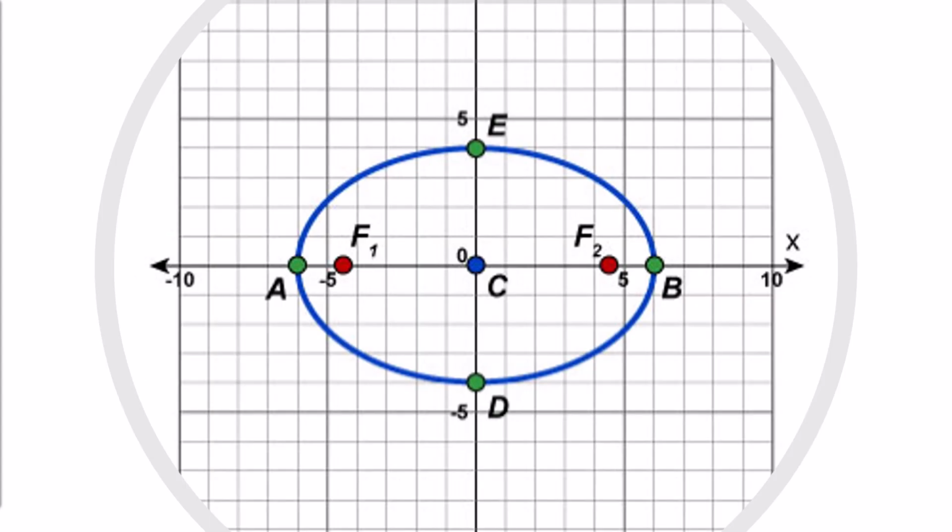There are 7 key parts of an ellipse. We have the center, labeled here with C. We have 2 foci, labeled in red with F, F1 and F2. We have 4 vertices, labeled here in green, E, A, D, and B.